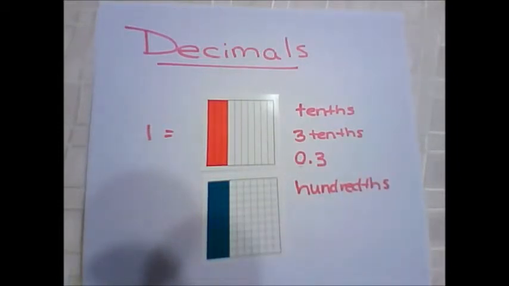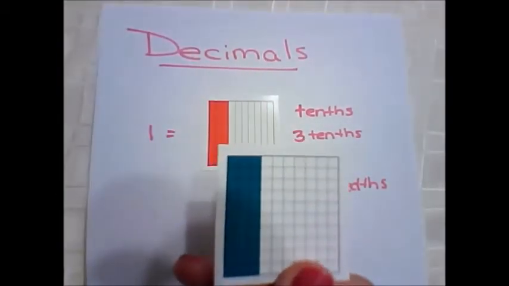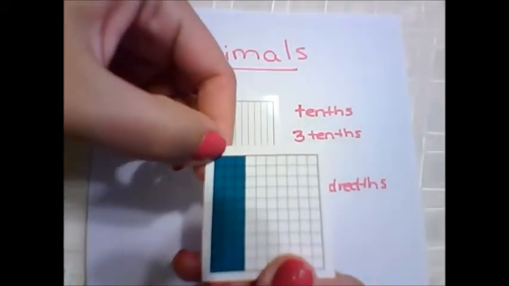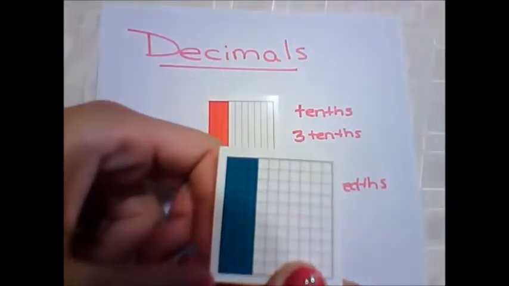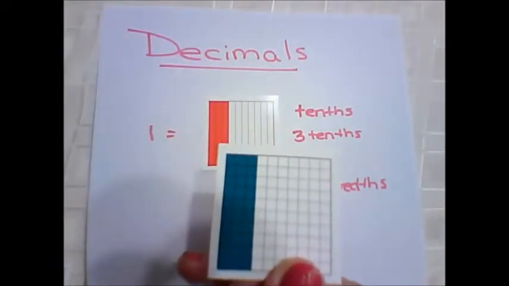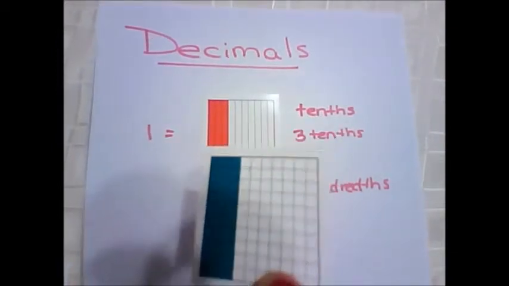So this decimal square is broken up into hundredths. Now, how many little squares are shaded? Let's take a really close look. We have 3 columns by 10 rows. We know that 30 of the little hundredths are shaded.